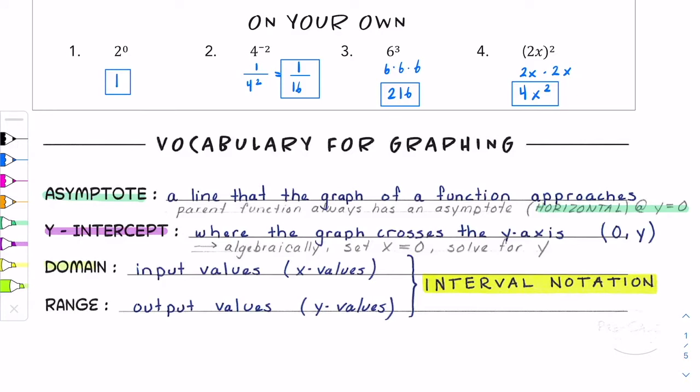Next, we're looking at the domain. Domain is input values, or x values, and the range is output values, or y values. But either way, if you're working with the domain and range, that means you are writing them in interval notation.